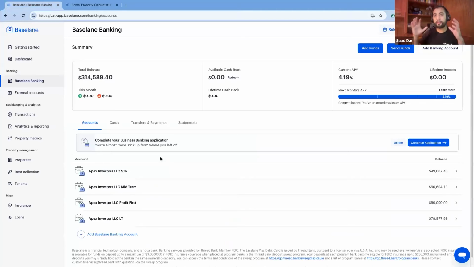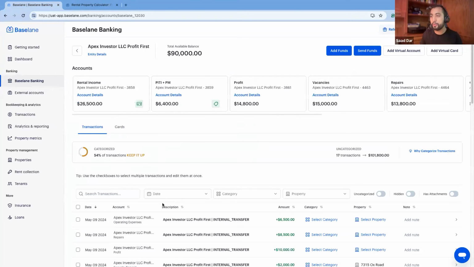Now the fun part, as it relates to Profit First: Baselane has the ability to give you unlimited virtual accounts. First of all, you can open up multiple bank accounts and tie those to your properties. But we've set up a demo account here where we're showing you how you can implement some of these things that we just talked about: what is all your rental income, get it all in one place. Ignore the numbers here, this is just dummy data.